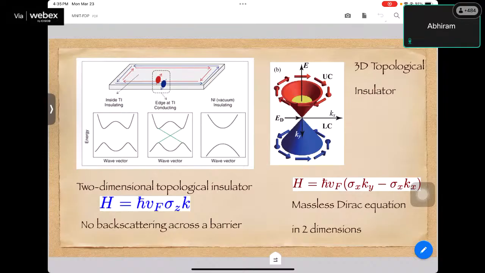And what is sigma z? Sigma z is the Pauli spin matrix. So this is what locks spin to the momentum. Okay, so this is a 2D topological insulator.